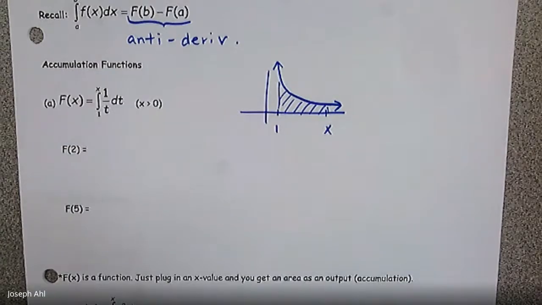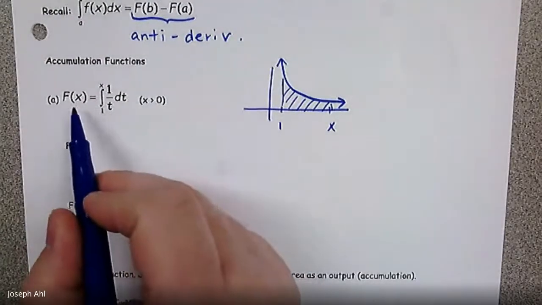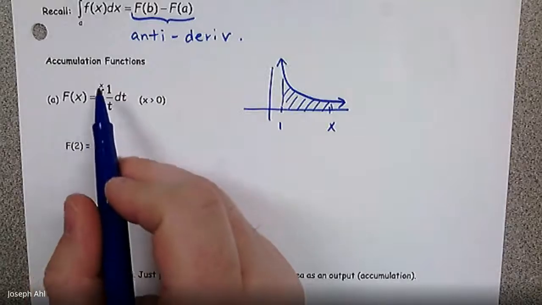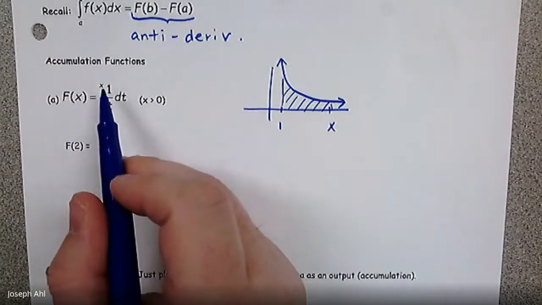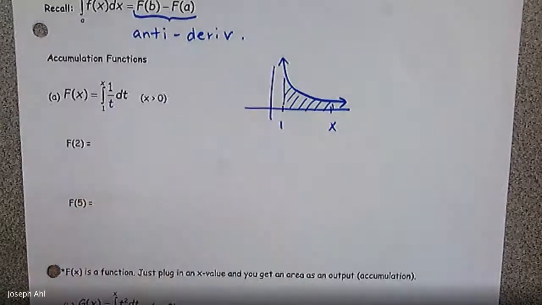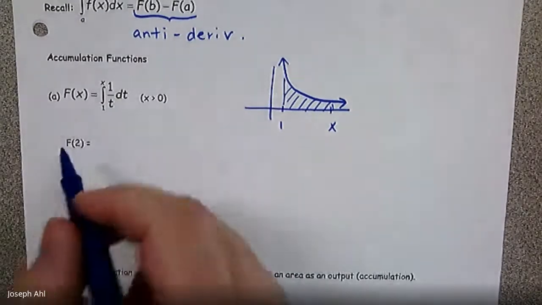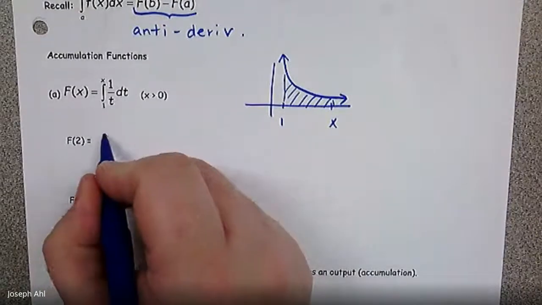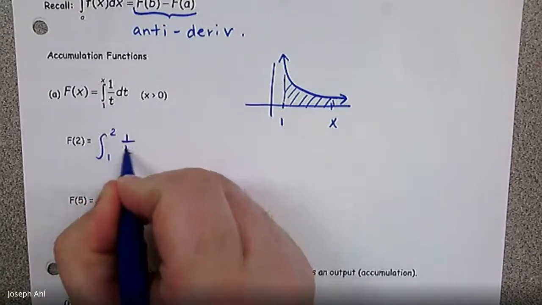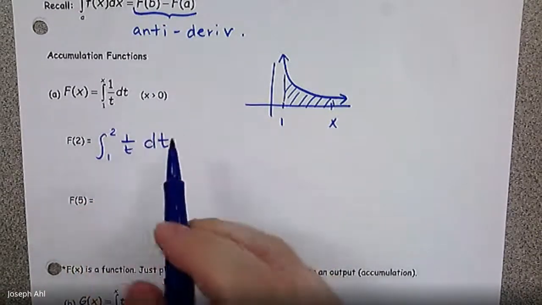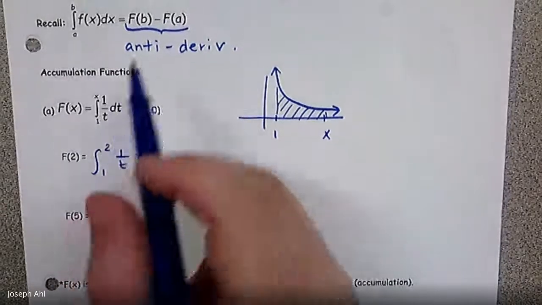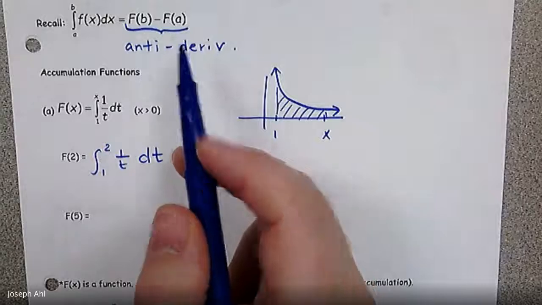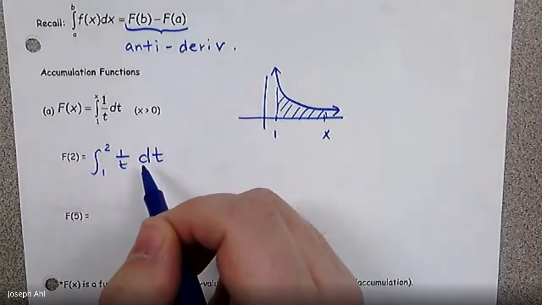So to find something like F of 2, based on how F of x is defined, F of x is the accumulation of area from 1 to some upper bound of the function 1 over t dt. So if I said, hey, let's find F of 2, it's the accumulation of the area from 1 to 2 of 1 over t dt. And the thing is that if I knew the antiderivative of this, I can use the integral evaluation theorem right up here. But we don't know this yet.